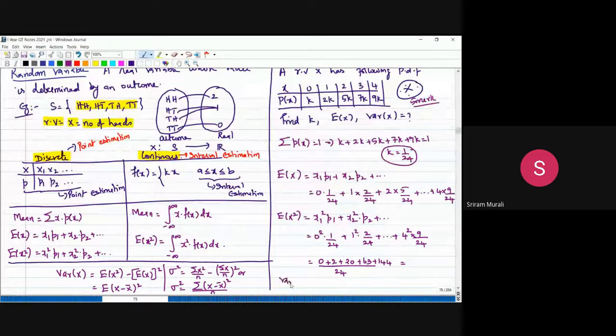Now we want to find the variance of x. E of x square minus E of x the whole square. So this will come in the 5-mark question. Have you all understood?